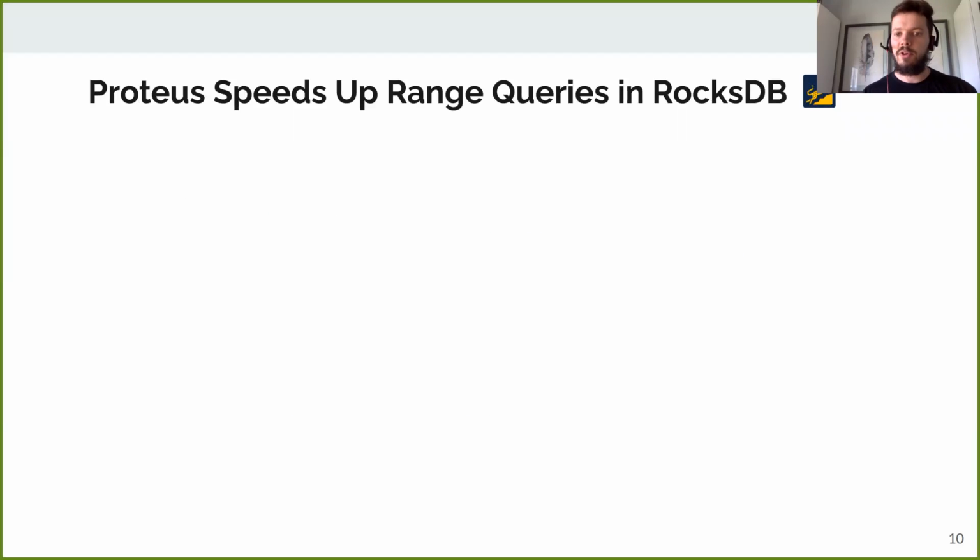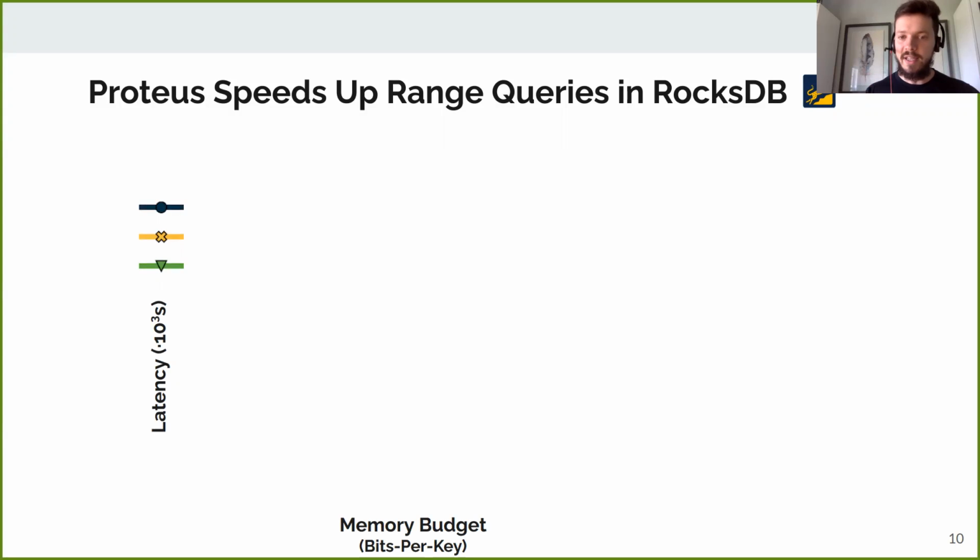Regarding the end-to-end performance, we observed that Proteus speeds up range queries when integrated into RocksDB, an open source storage engine. The end-to-end performance is determined by measuring the end-to-end latency for different memory budgets, or bits per key, allocated to the filters. We also report the false positive rate as a metric of interest for Proteus, Rosetta, and Surf. We report here the instance of a uniformly distributed integer key dataset combined with a uniformly distributed range query workload.